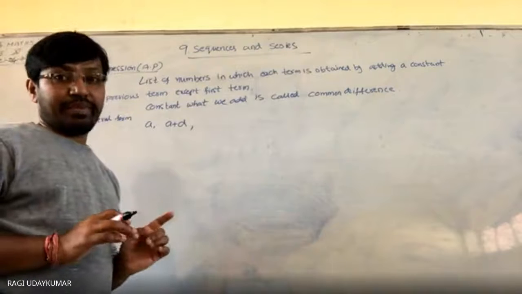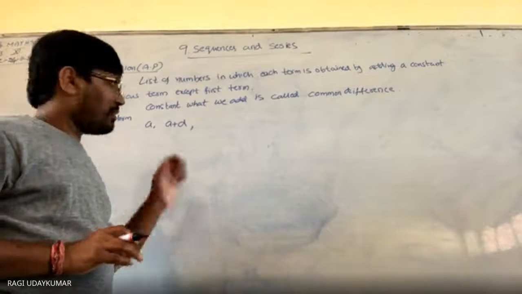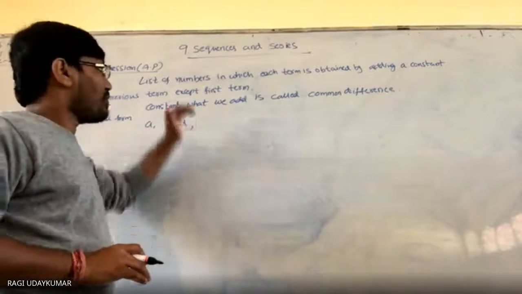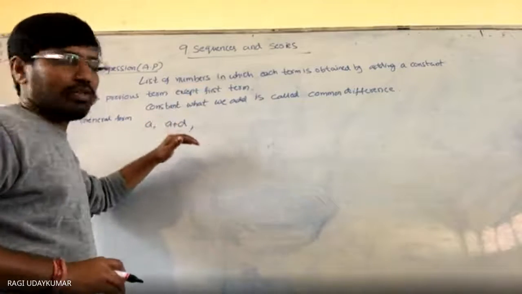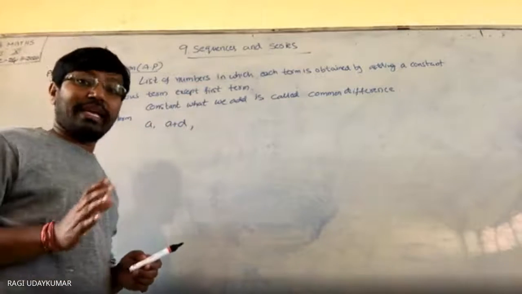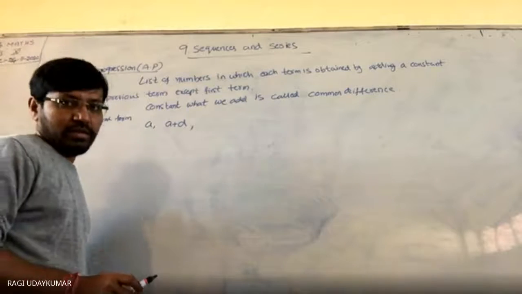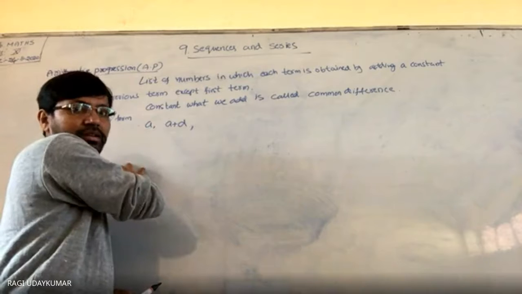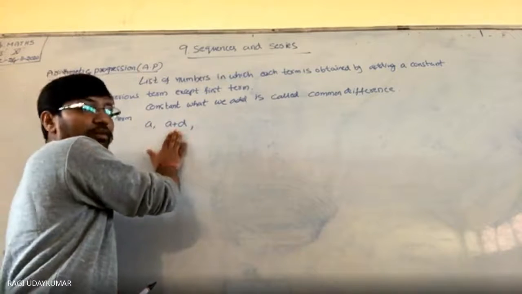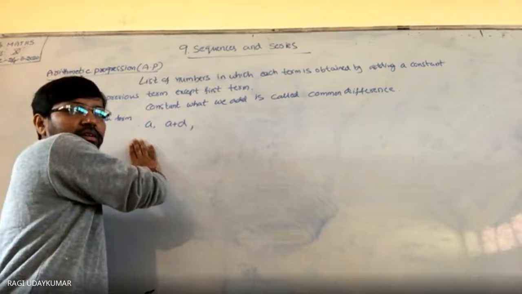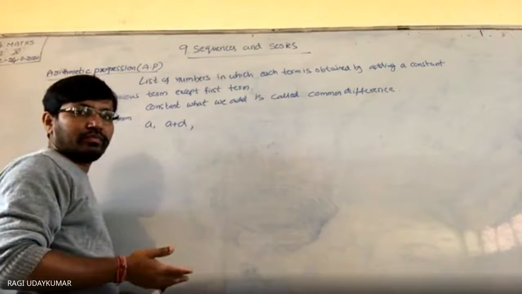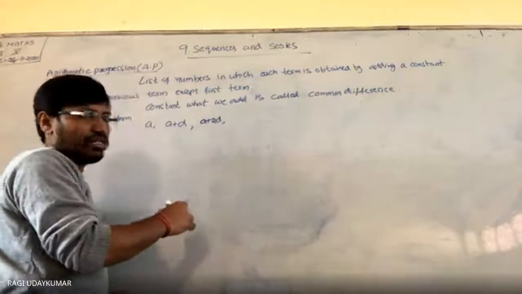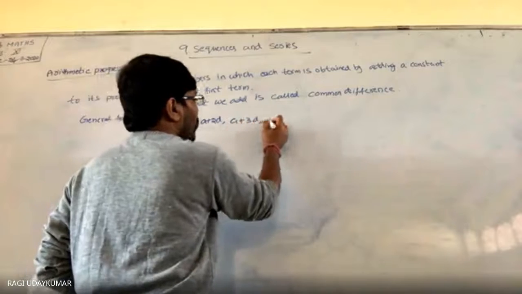Most of the students also get confused here. Except the first term means we don't add anything to the first term. Each term is obtained except the first term; we will not get this one by adding something, we will take this one as given. The second term will be obtained by adding the constant to the first term. Is it audible to you? Yes, sir. The third term will be obtained by adding the same constant to the previous one, and a plus 3d and so on.